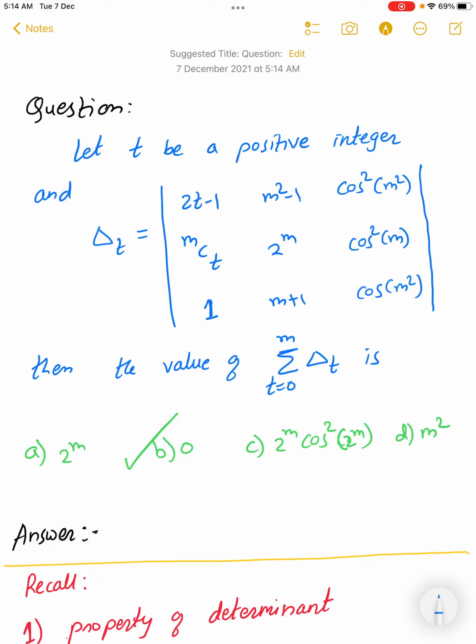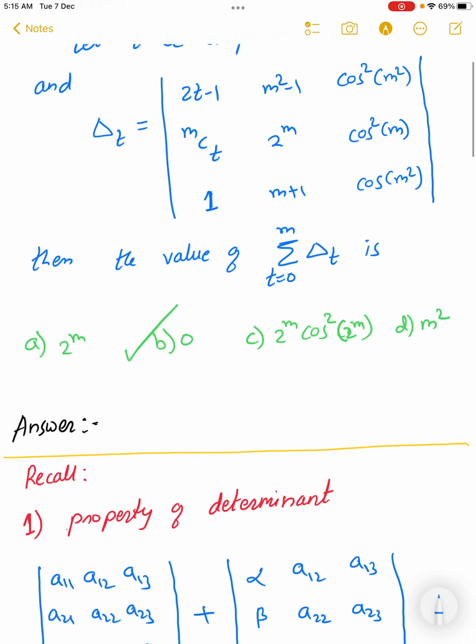Okay, good morning. We will solve this MCQ type question of determinants. The question is: if t is a positive integer and delta t is this matrix, then we need to calculate the summation of delta t from t equals 0 to m. The following are the options, out of which B is the correct answer, which is 0.